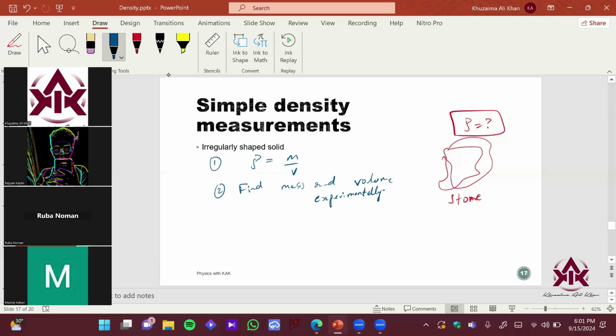Okay. So how can I find the mass of this object, Ruba? Sir, we can use a measuring cylinder. First we can measure the mass of the measuring cylinder, then we can add the stone into the measuring cylinder and then we can subtract the cylinder's mass from the final mass that we have gotten, and then we'll find the mass of the stone. Okay. So that is also correct, but what is the simplest way to measure the mass of a stone?